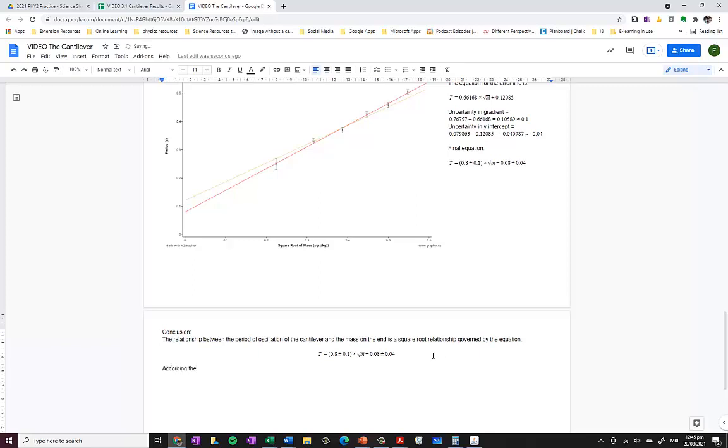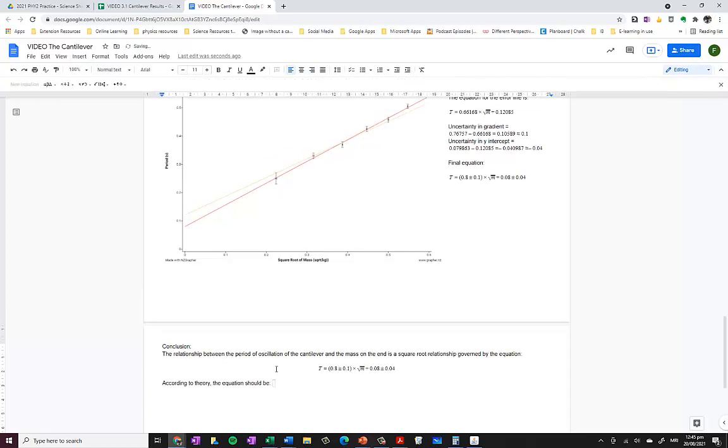According to theory, the equation should be, and I'll press Alt-I. An equation. So Alt-I and then E is a quick way to get to the equation editor. The equation should be T is equal to 2 times pi times square root. And what was it again?